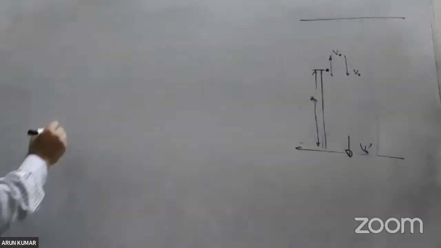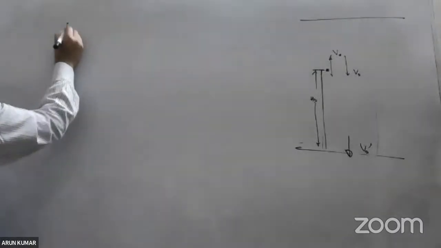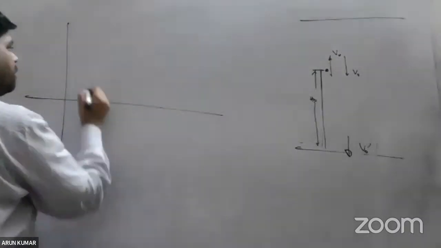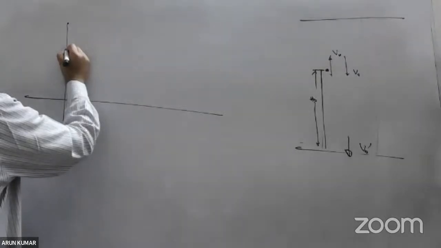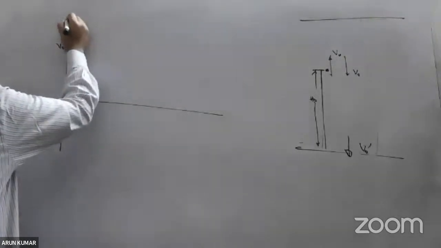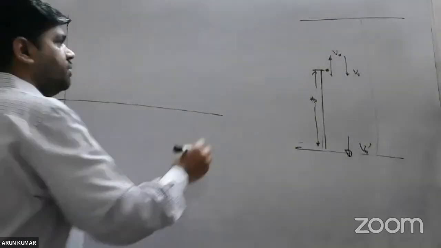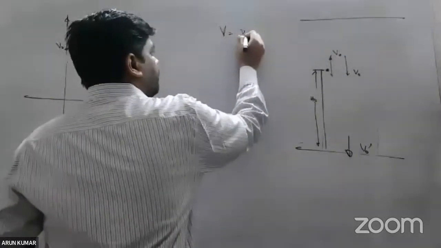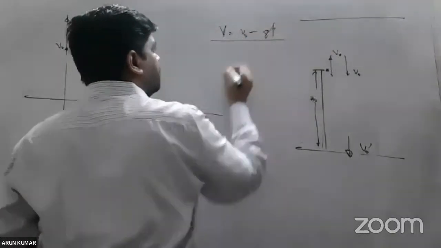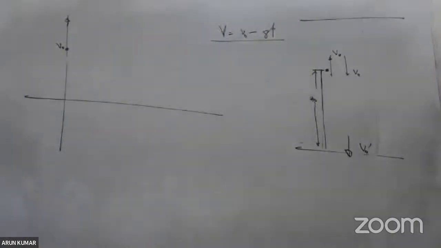Now let's plot the VT graph for this one. This is V0. For the first graph, I need the equation of the line. How do we get the equation of the line? V is equal to V0 minus GT. U plus. Right? Yes, sir.